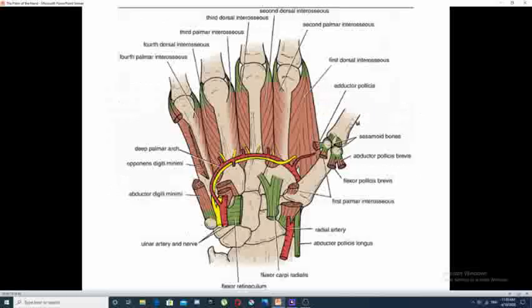In this figure, you can see this is the radial artery, and it enters into the palm of the hand forming the deep palmar arch, and on its medial side continuity is maintained by a branch of the ulnar artery, which is the deep branch of the ulnar artery.